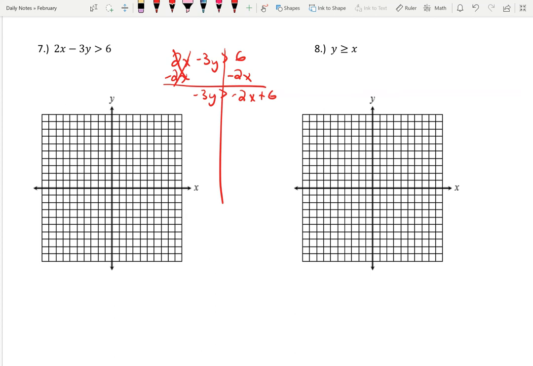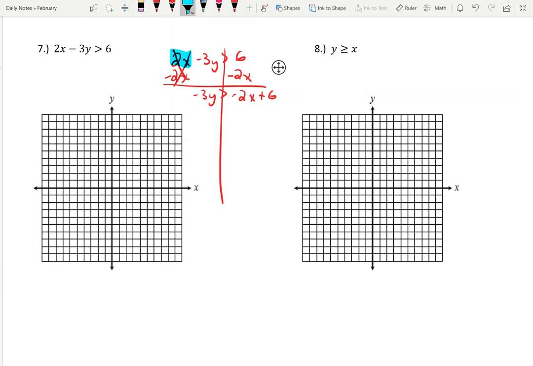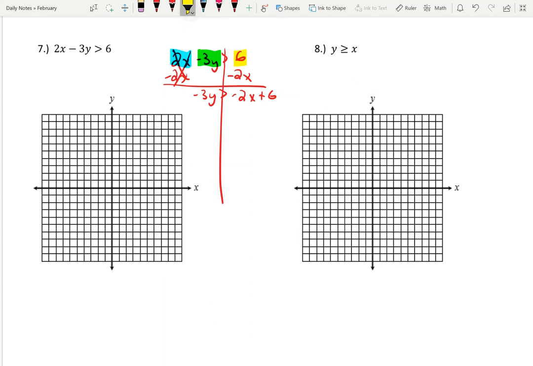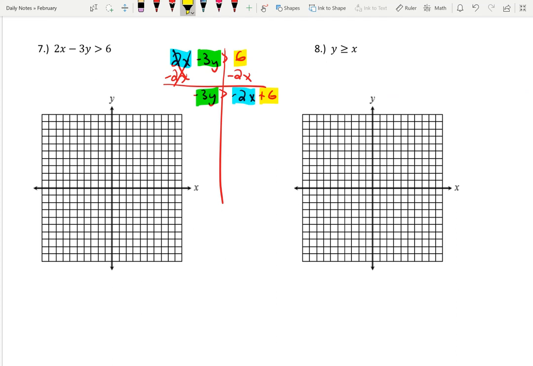Step 2, and again, notice all we really did, if you pay close attention, right? We had the 2x term, we had the 3y term, and we had the 6 term. And after that first step, we still have those same exact terms. We still have the 2x term, we still have the 3y term, and we still have the 6 term, right? It's just the 6, as you can see, stayed on the right side. The 3y stayed on the left side. But what we did, of course, was we moved the x term to the other side. So the 2x was on the left, but now it's on the right.